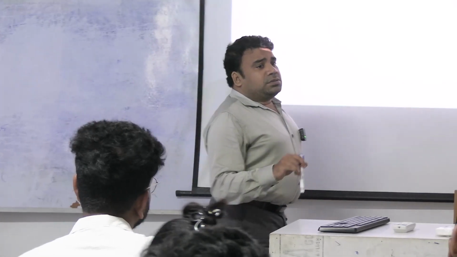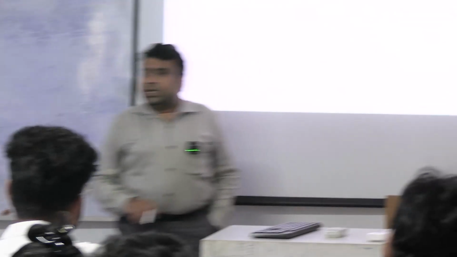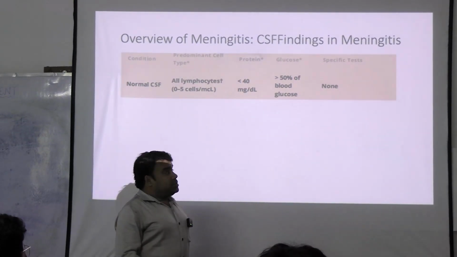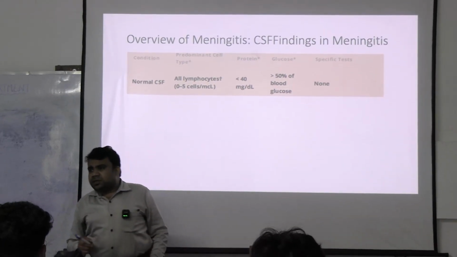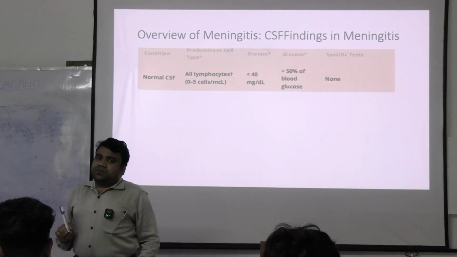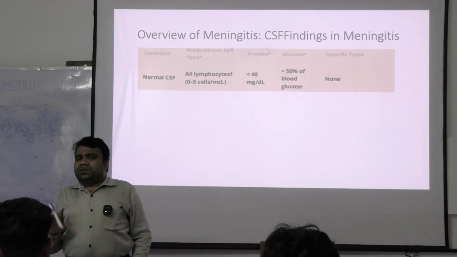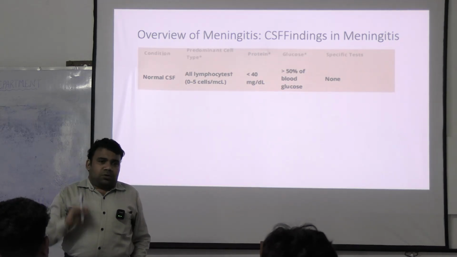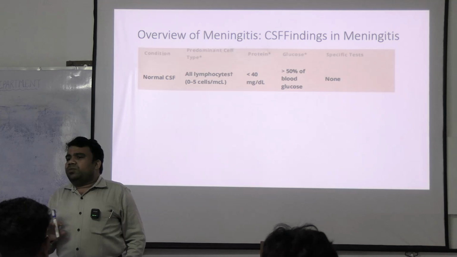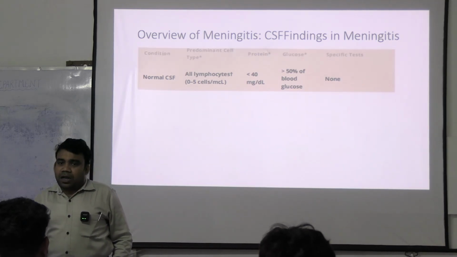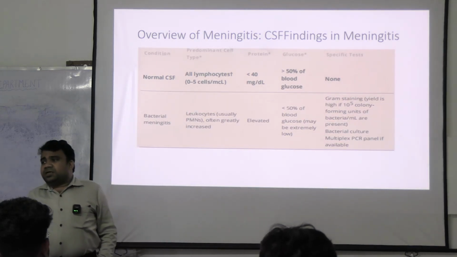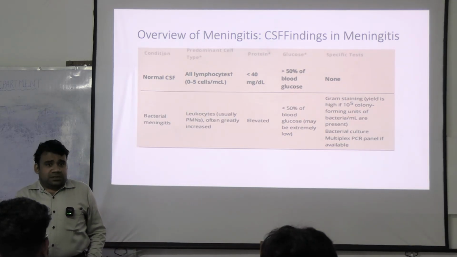Then CSF has two more important parts, that is the protein and glucose. The normal CSF protein is less than 40 milligram per deciliter, and CSF glucose will be about 50% of the simultaneous blood glucose. That means whatever the blood glucose level is, about half will be present in the CSF. Now let us look how these parameters change if it is a bacterial cause of meningitis.